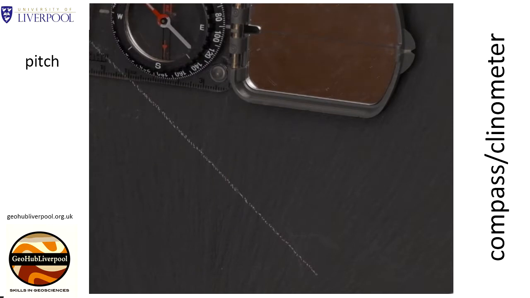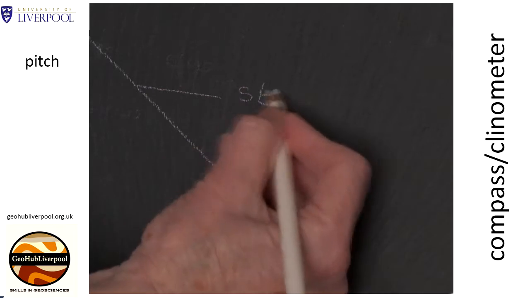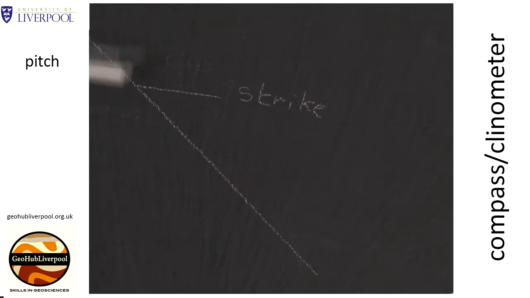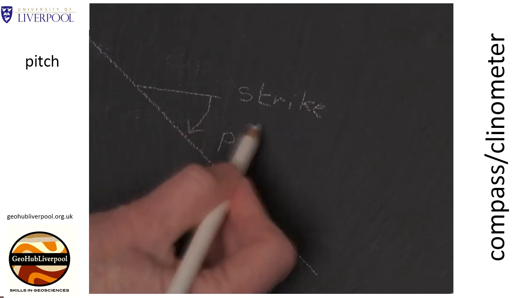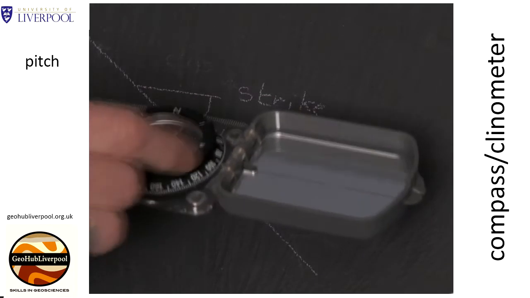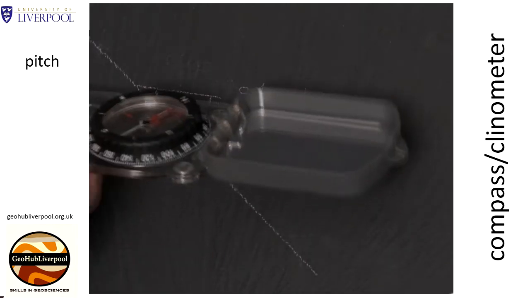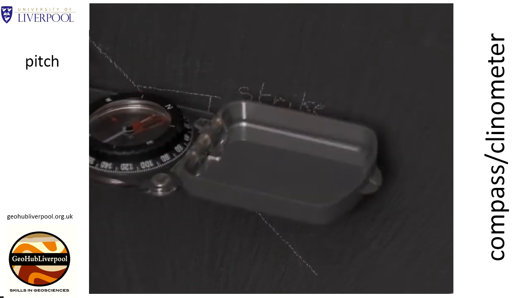On the surface, mark a line along the edge of the compass clinometer. The line you draw is the horizontal reference line, and it's also the strike of the plane. The pitch is the angle between your horizontal reference line on the plane and the linear structure. We need to know the orientation of the plane that the linear structure lies on. Place the compass clinometer along the horizontal line.